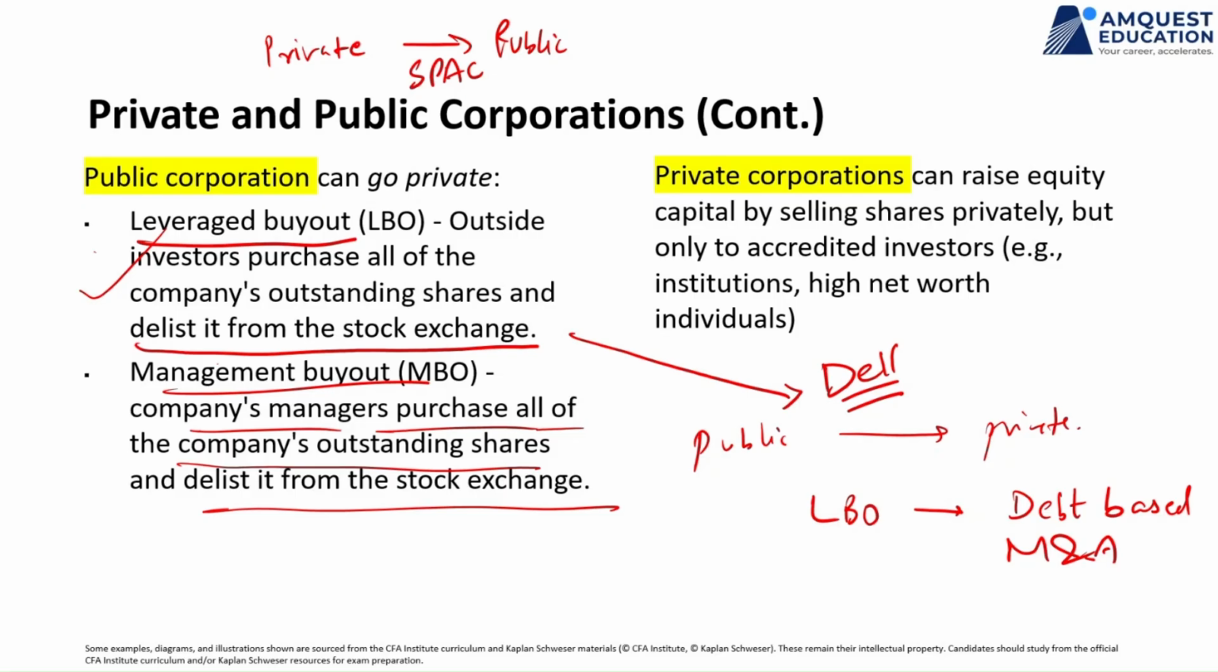Private corporations, on the other hand, can raise equity capital by selling shares privately, but only to accredited investors, which are venture capital, private equity investors, institutional investors, or not. Right. So private corporations can raise money from VC, PE, right? And that is typically what are called accredited investors or initial investors. They're still selling shares. Their primary objective is to sell shares and raise money.